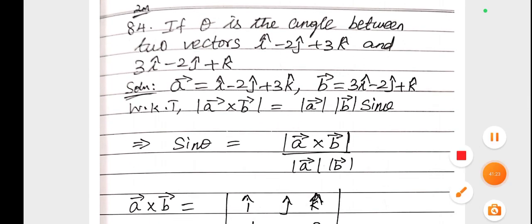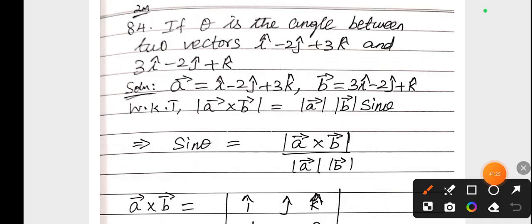Easier, check, children. Then the sine theta concept is already known. Theta is the angle between the two vectors. So how do we find theta? You know the A vector, you know the B vector, and they're asking for sine theta now, so apply this formula. I think in this question they are asking to find sine theta.